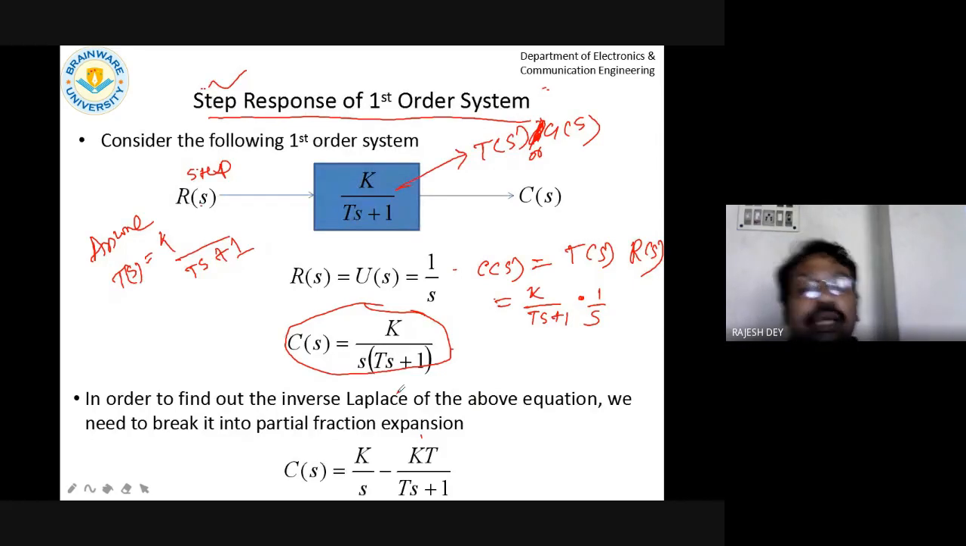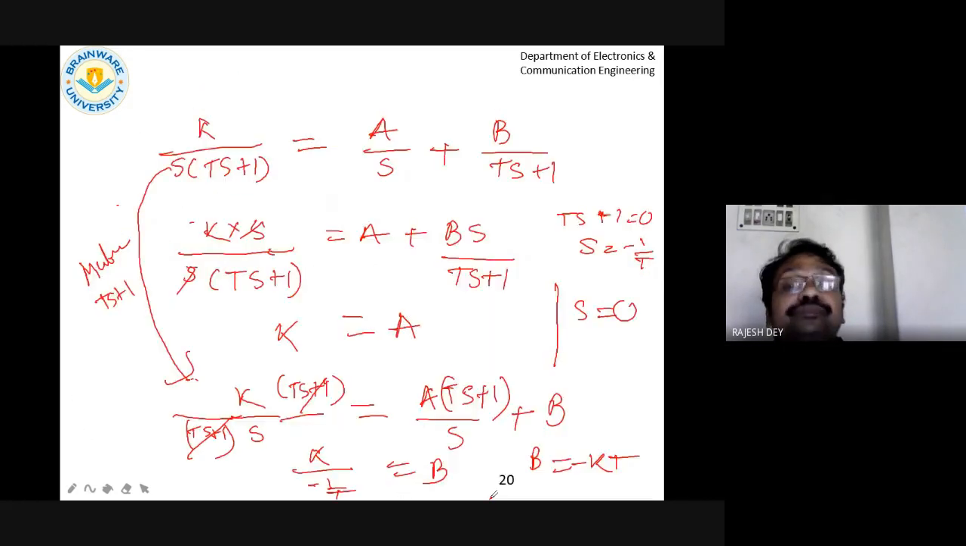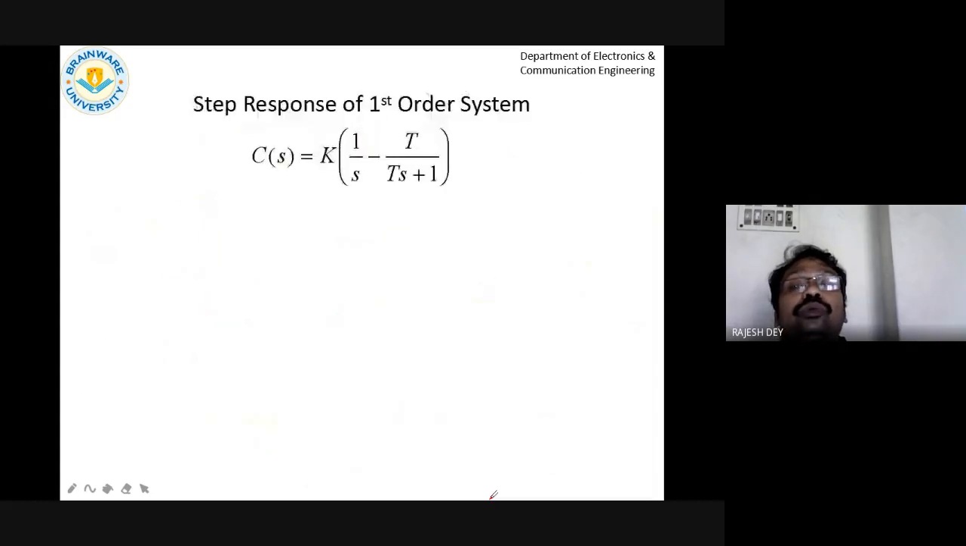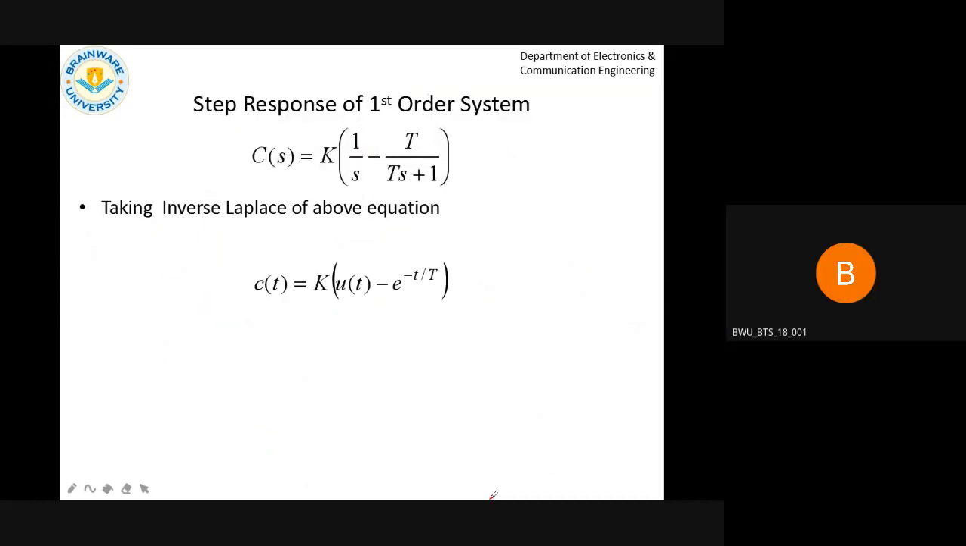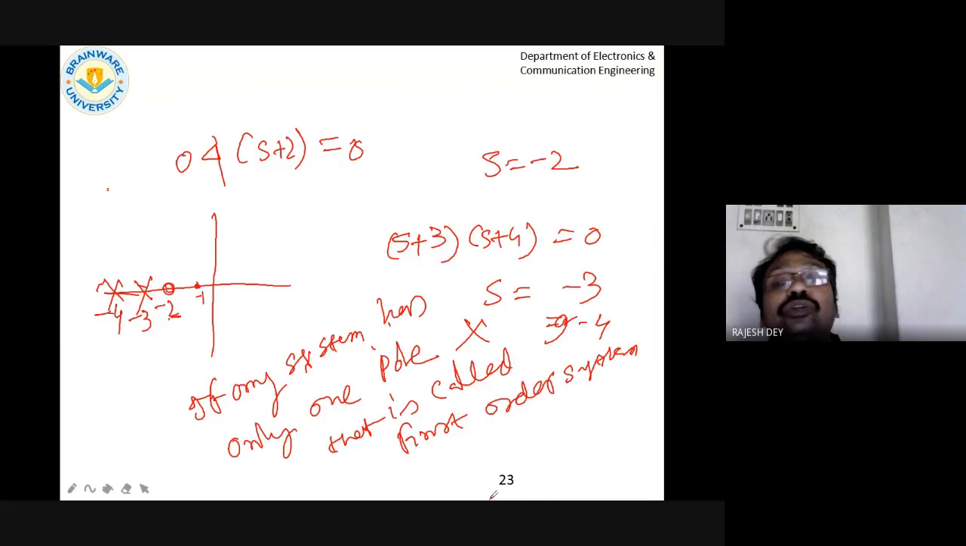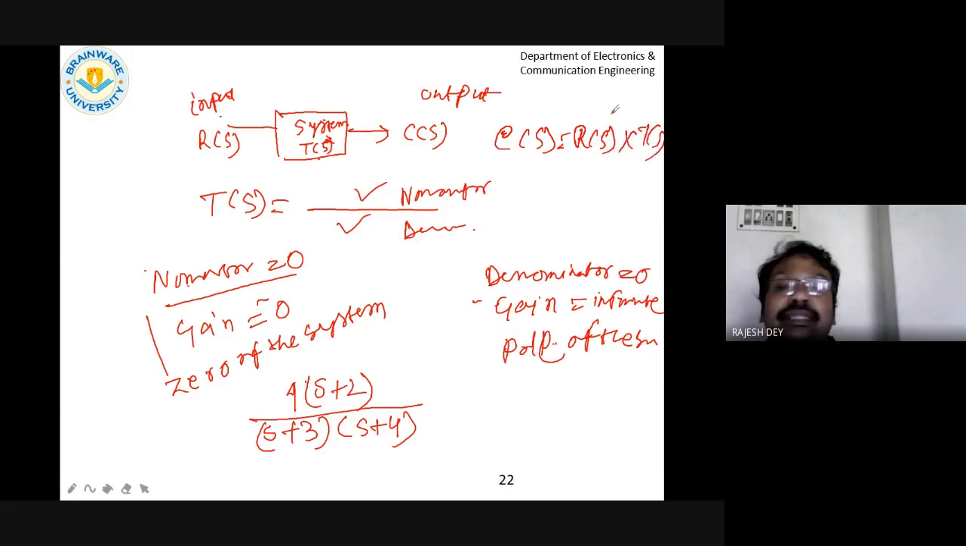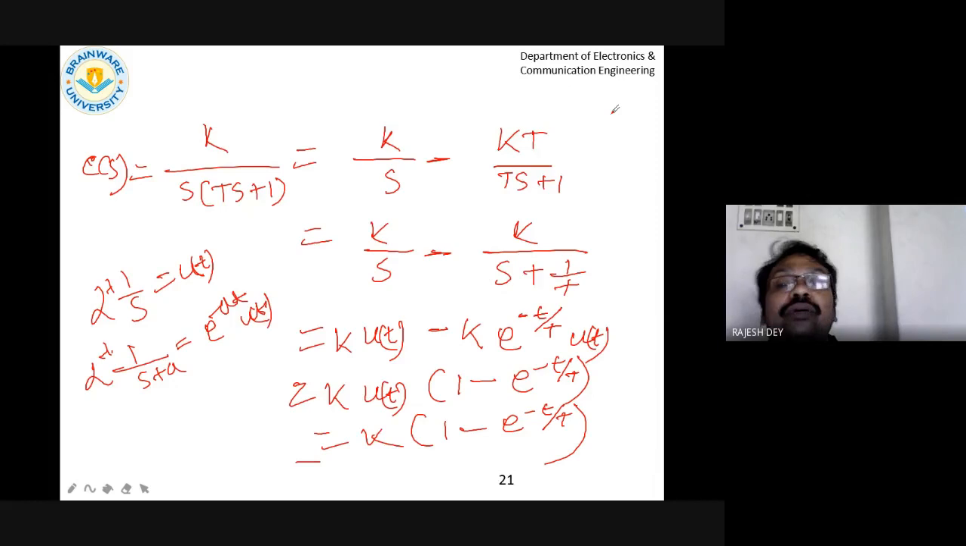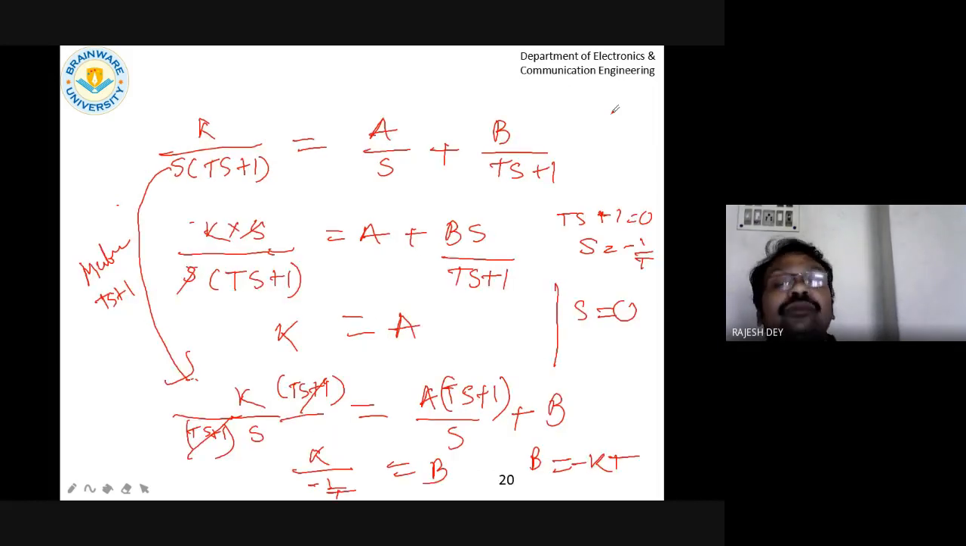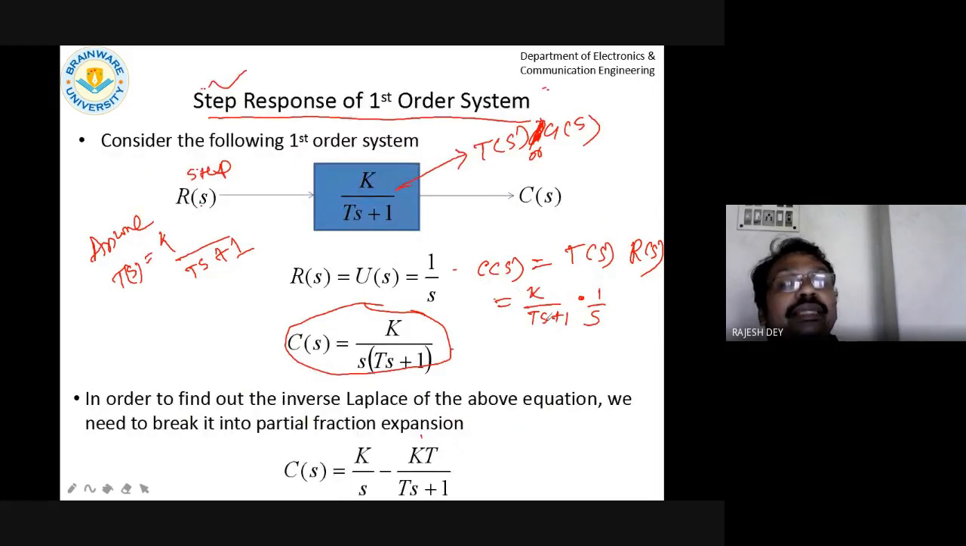So I already calculated this partial fraction. Now what to do? That is the response. Rs into Ts, that is equal to Cs. Simple formula, Cs equal to Rs into Ts. What is Ts? That is equal to K by Ts plus 1.